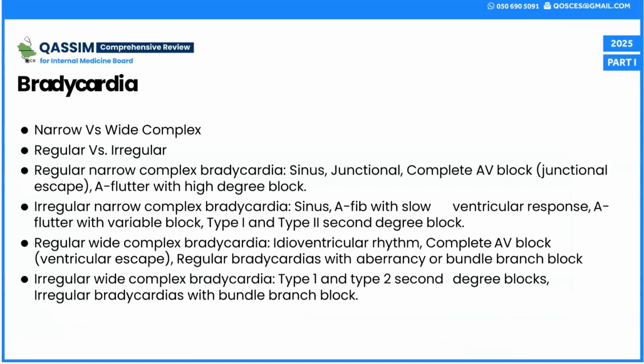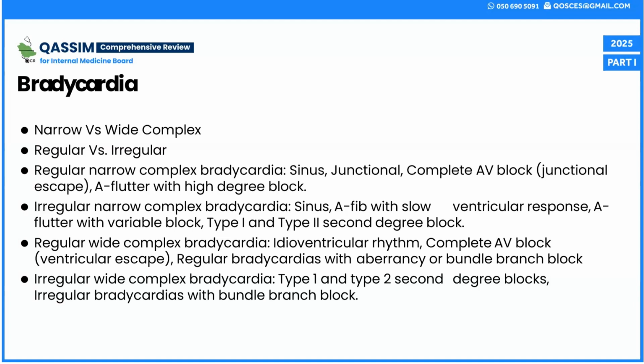So for bradycardia, we either have narrow versus wide complexes, regular or irregular complexes. Any regular narrow bradycardia is either sinus, junctional, or a complete AV block with a junctional escape, or atrial flutter with a high degree block. Irregular narrow complex bradycardia is your sinus or AFib with slow ventricular response, flutter with variable block, type 1 and type 2 block. A regular wide complex bradycardia is an idioventricular rhythm, complete AV block with ventricular escape, or bradycardia with aberrancy or bundle branch block. Irregular wide complex is type 1 and type 2 second degree block, and irregular bradycardia with bundle branch block.